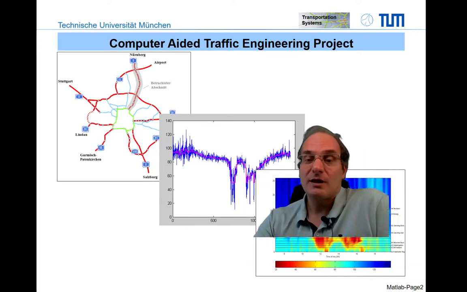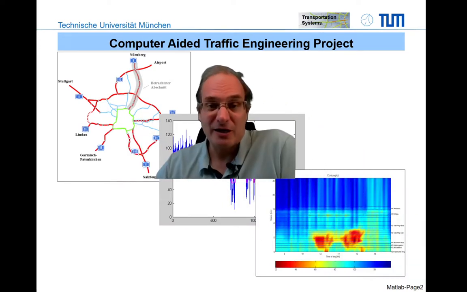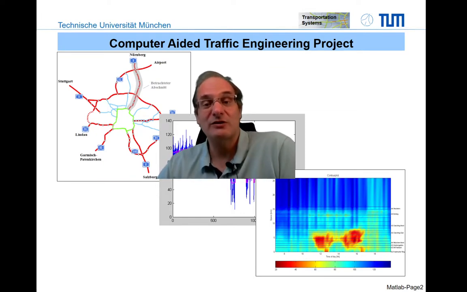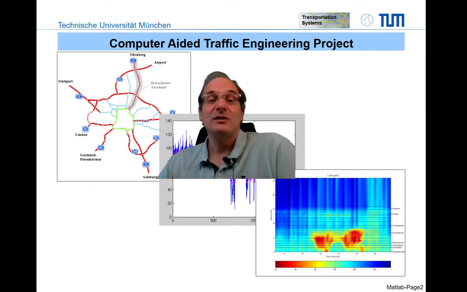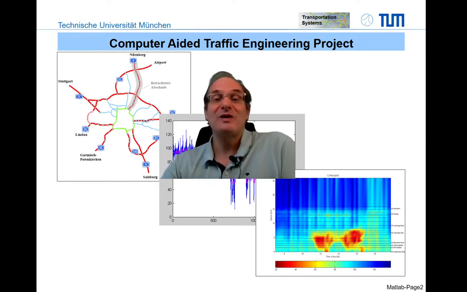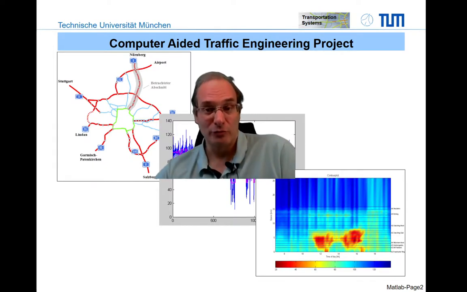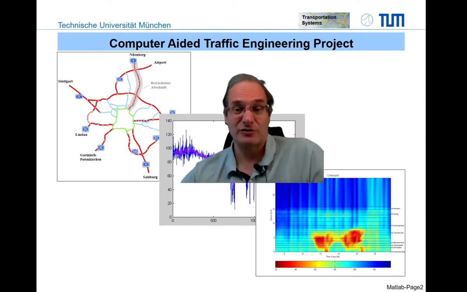First of all, we are here in this area around Munich. So it's the motorway starting in Munich in the direction of Nuremberg. And we have different sensors on this motorway which we can read out, for example, the traffic volume or the speed on specific sections.